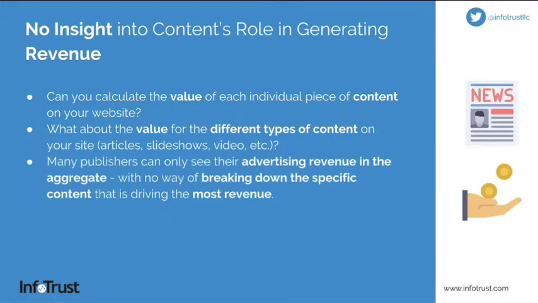So many of the publishers that we see, they're only looking at their advertising revenue in the aggregate. They're not really even thinking of breaking down their specific content or the specific content types to better understand what is driving that kind of publisher revenue for them, that advertising revenue. This is certainly a blind spot for a lot of publishers. This is something that's important that you can certainly set up for success around.